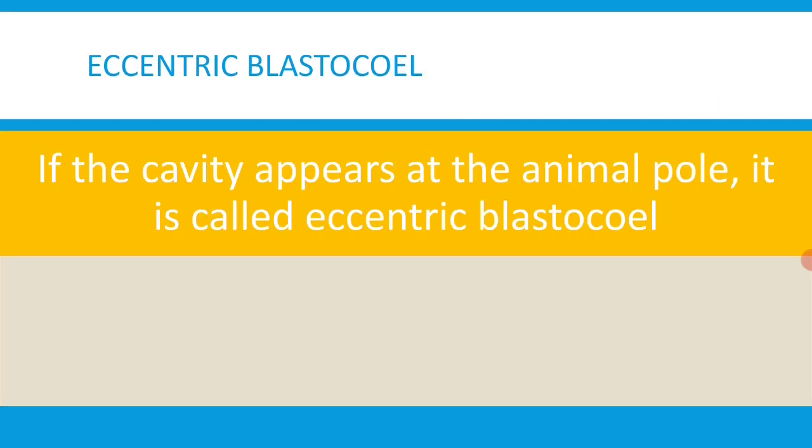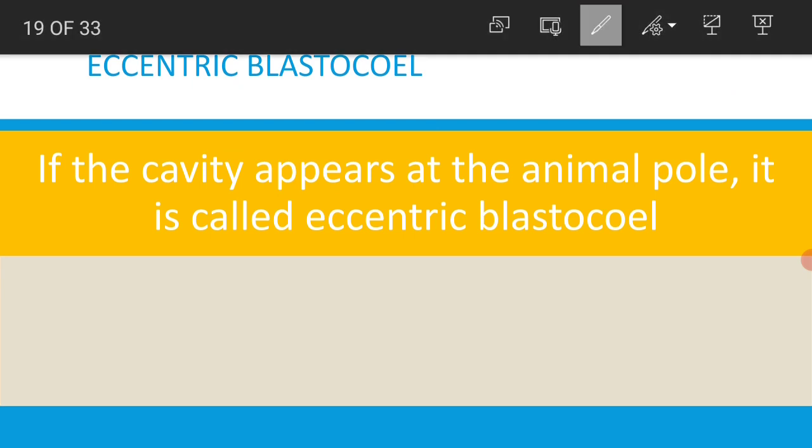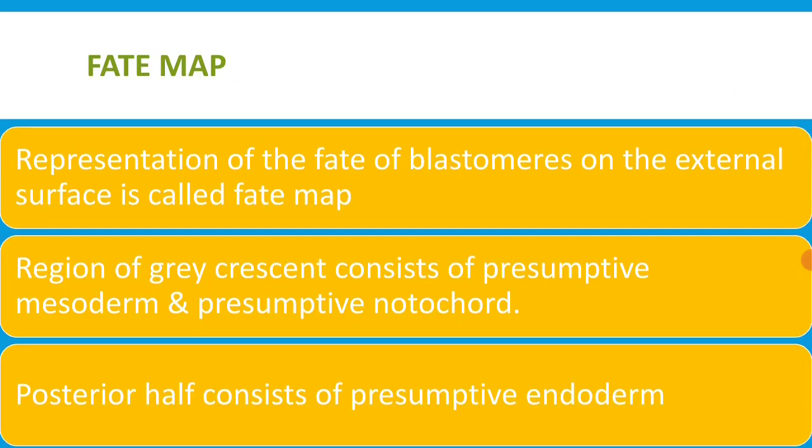So that is about the blastula. So here you can see the eccentric blastocele. If the cavity appears at the animal pole, that means if the coelom, which means cavity, appears in the animal pole, it is called eccentric blastocele.